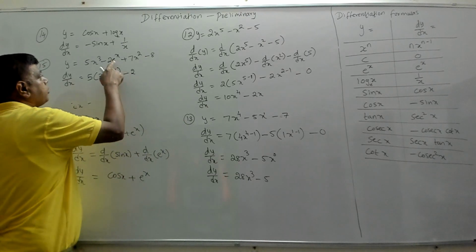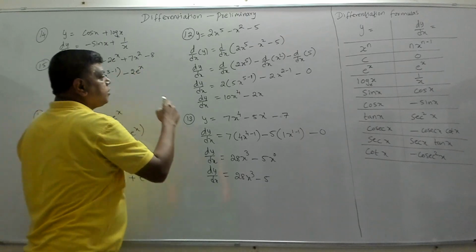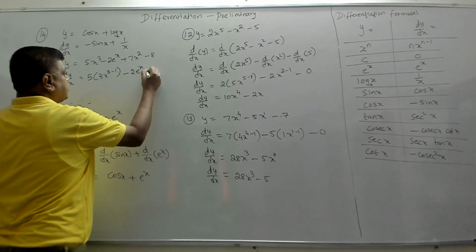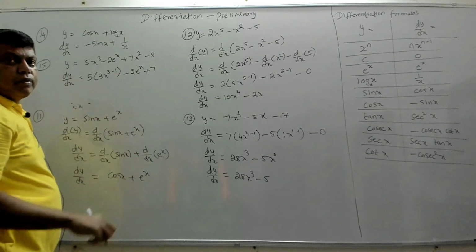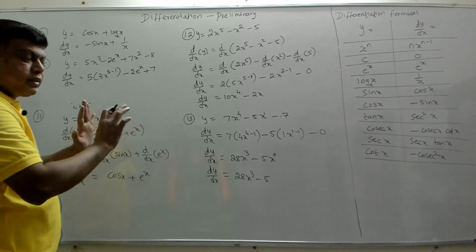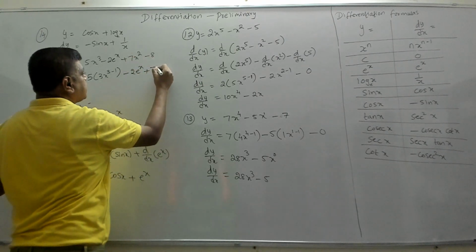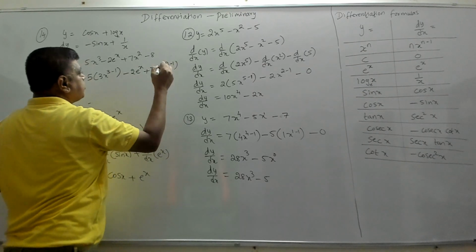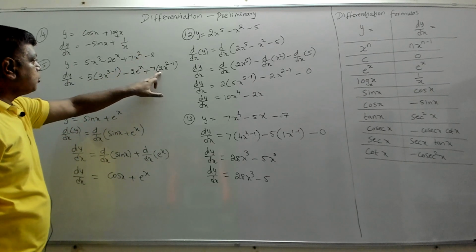Now 2 into e power x, you have to differentiate. What is the differentiation of e power x? The differentiation of e power x is e power x. Then plus the 7. 7 you keep as it is, because 7 is coming along with multiplication with x square. So we should retain 7 as 7. Then x power 2 differentiation, like x power n. X power n differentiation is n x power n minus 1. N is 2, so 2 x power 2 minus 1.